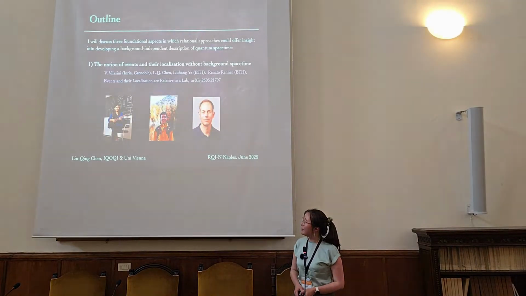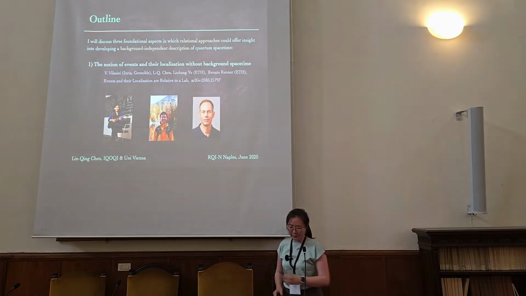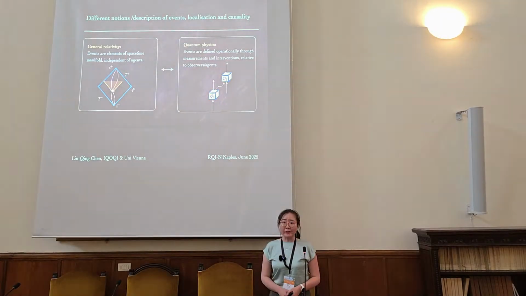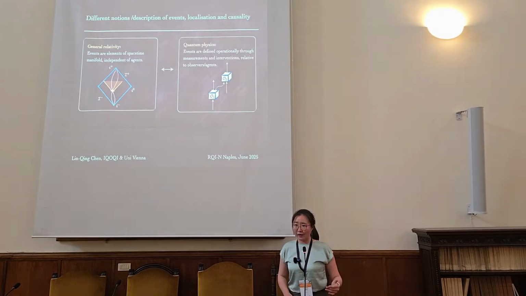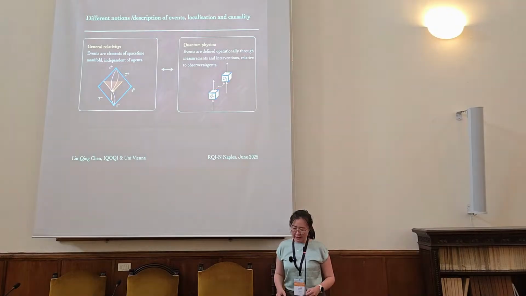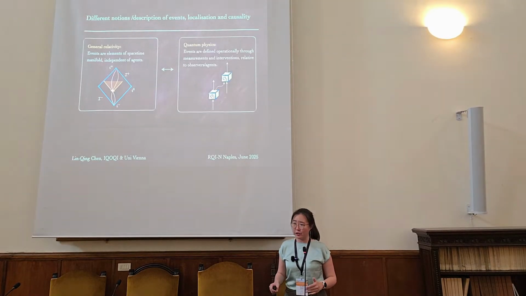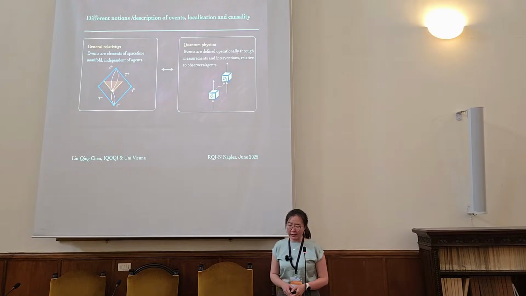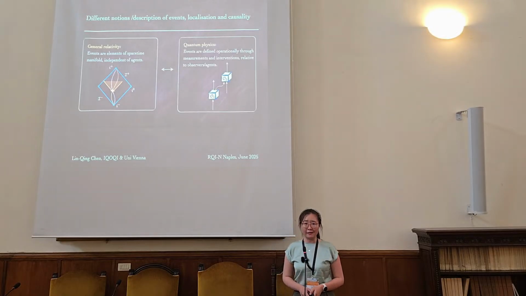This is in collaboration with Villassini, who is here, and Liu Han and Renato, based on this paper. So in general relativity and in quantum physics, the notions of events, localization, and causality are different. In general relativity, events are the elements of the space-time manifold independent of agents, and always tied with the geometry. However, in quantum physics, events are defined operationally through measurements and interventions, depending on the observer or the agents.